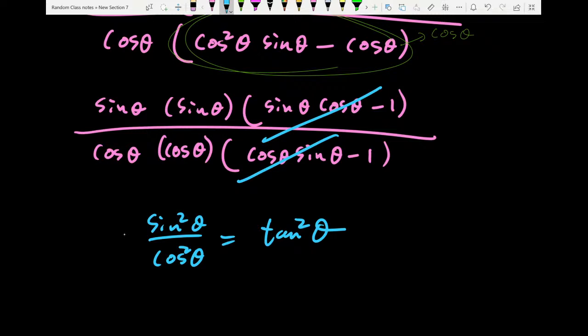Whew. Remember, for proving, you have to start on one side and you have to arrive to the other side. All good?